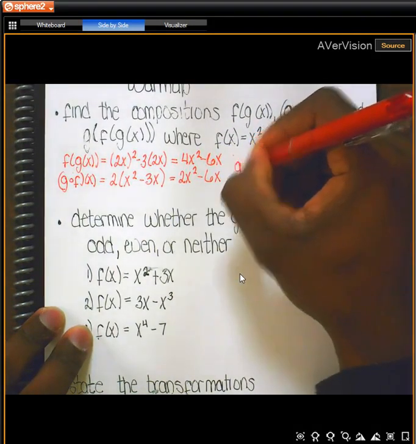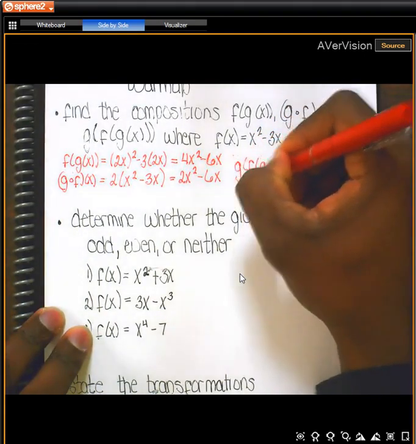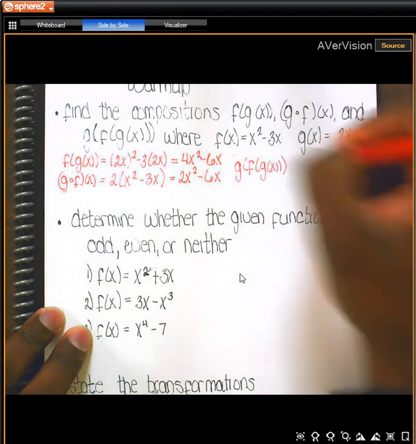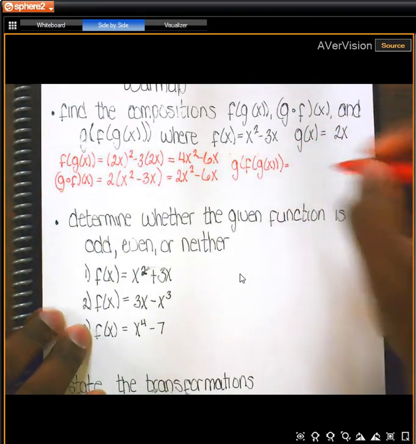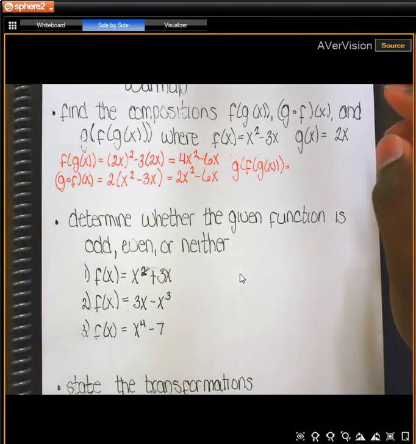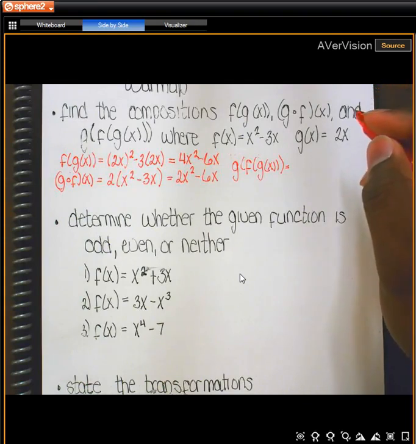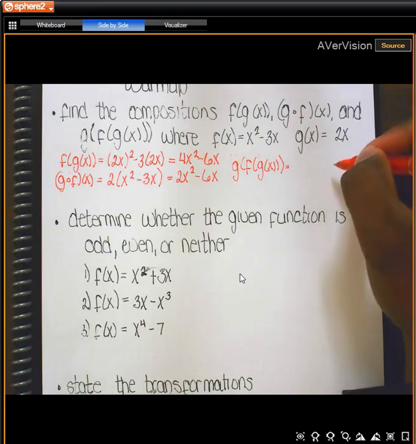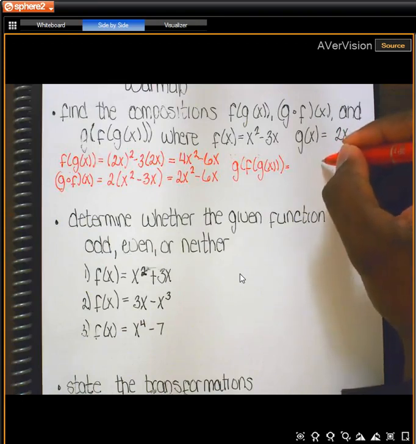Alright. Now what about g of f of g of x? How do you think we should approach this one? So what is f of g of x?